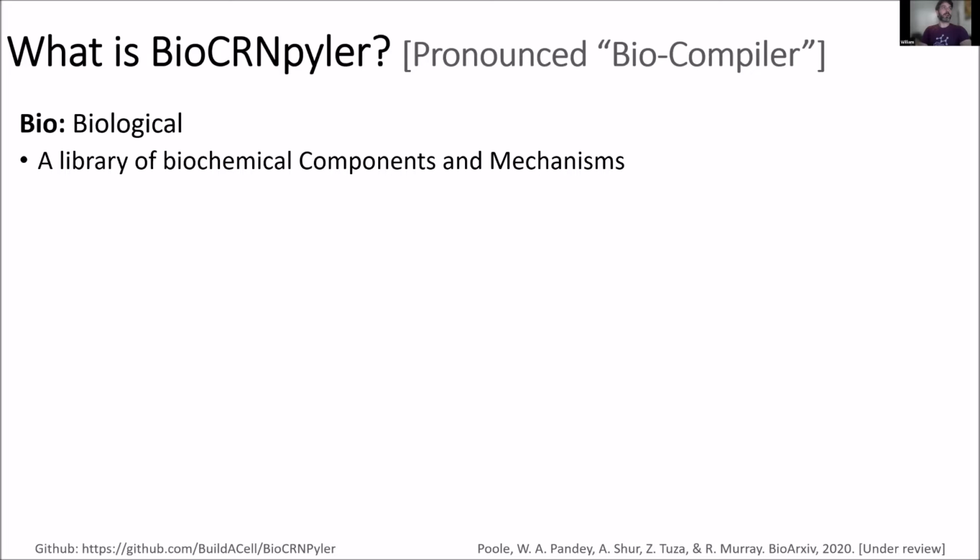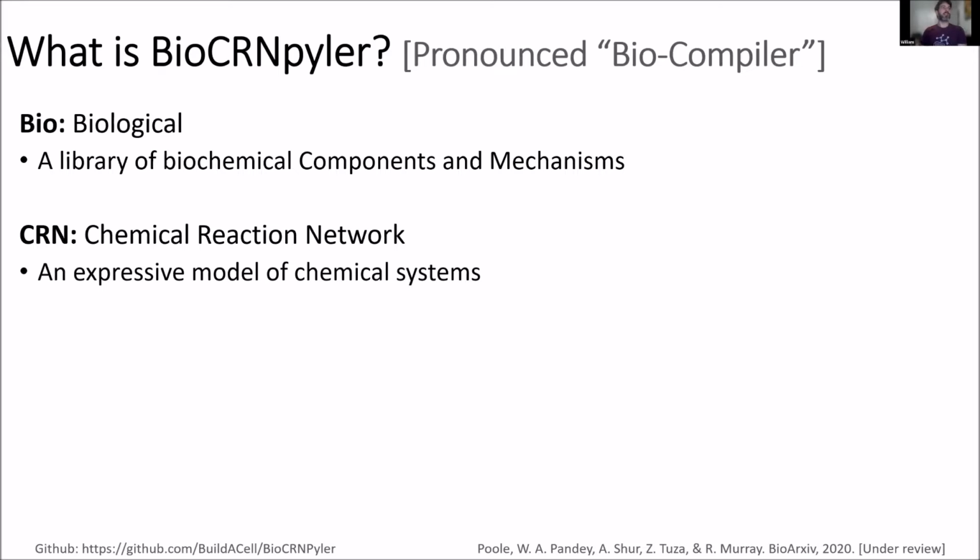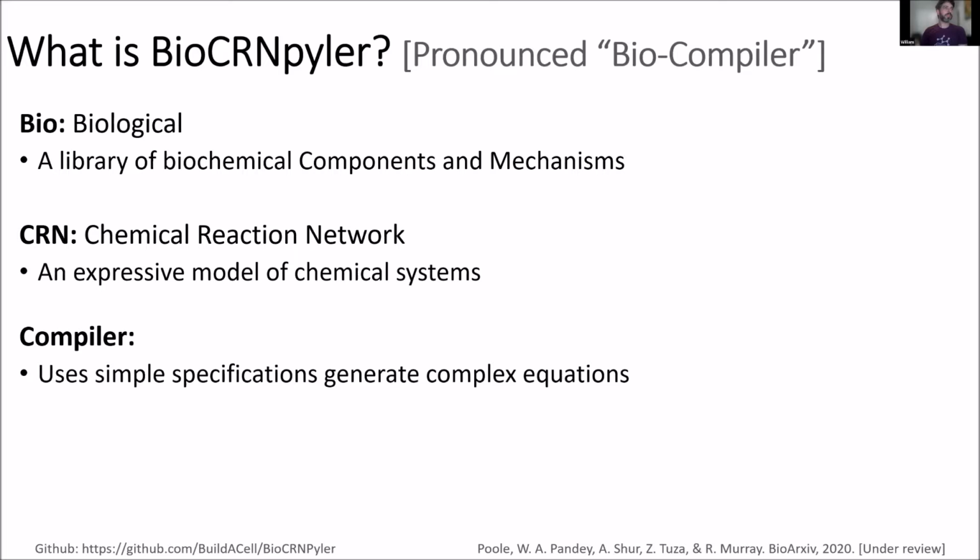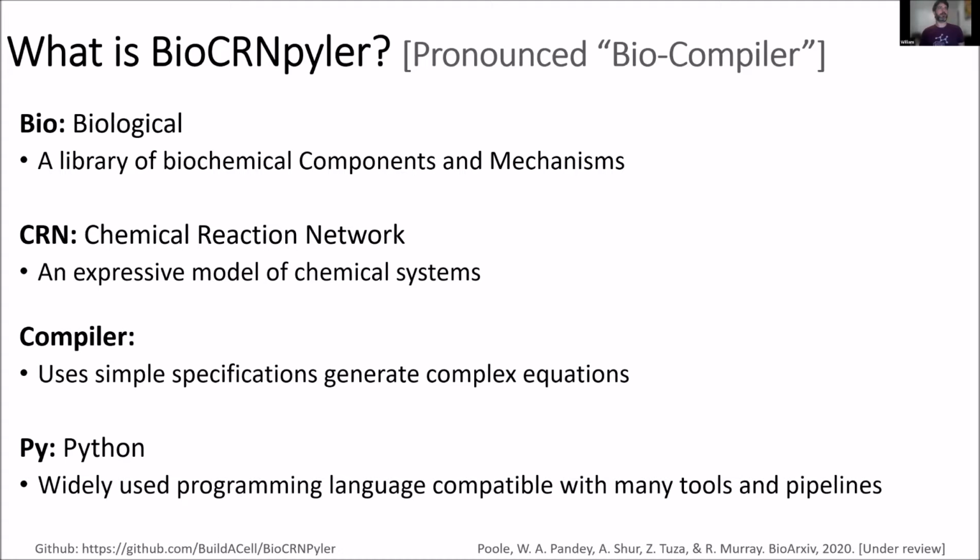So Bio is because it's biological. Biocompiler is a library of biochemical components and mechanisms. I won't describe what components and mechanisms are, but I think the names are suggestive. A CRN, of course, I just described, is an expressive model of chemical systems. Compiler is a computer science idea where you take a simple specification, like a programming language, to generate something more complex. Here we're trying to compile chemical reaction networks from something simpler. And the Pi, of course, is for Python.